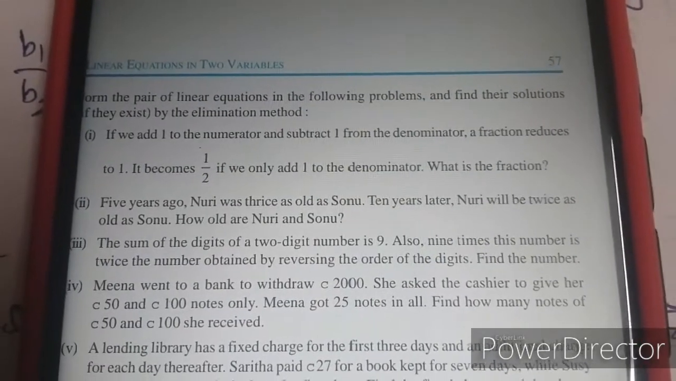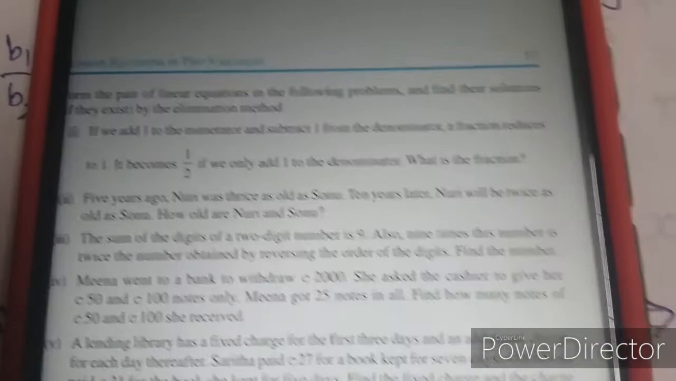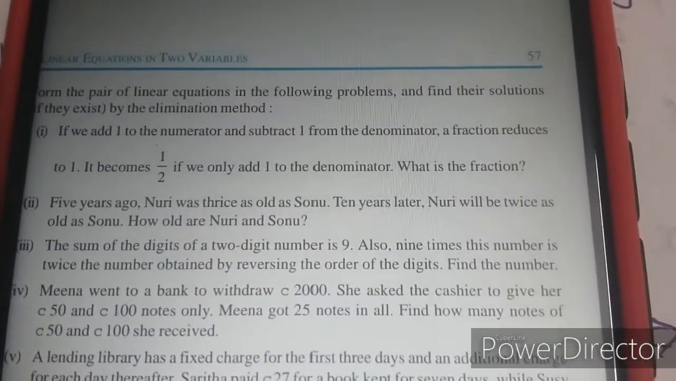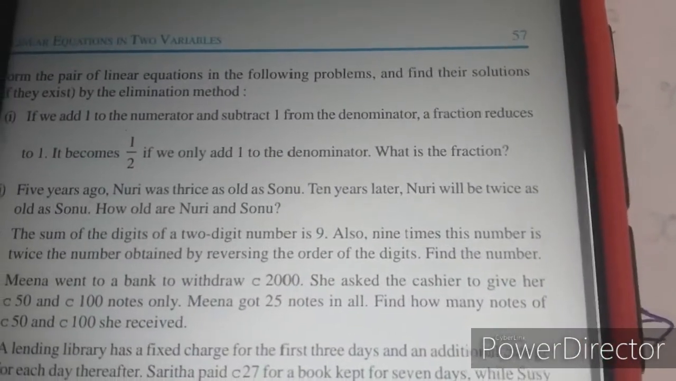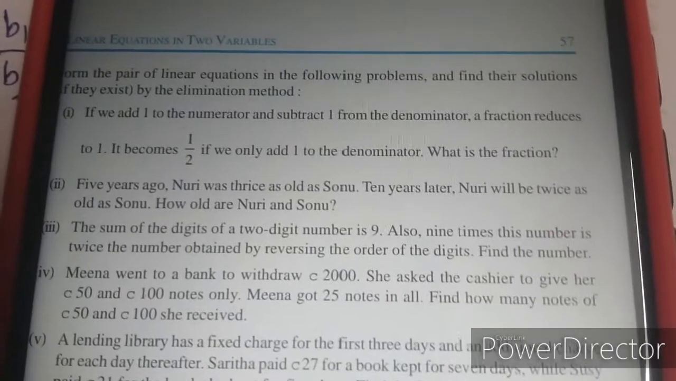And 5 years ago, the condition is like this: age of Nuri is 3 times that of Sonu. And 10 years later, the condition is like this: age of Nuri is equal to 2 times age of Sonu.